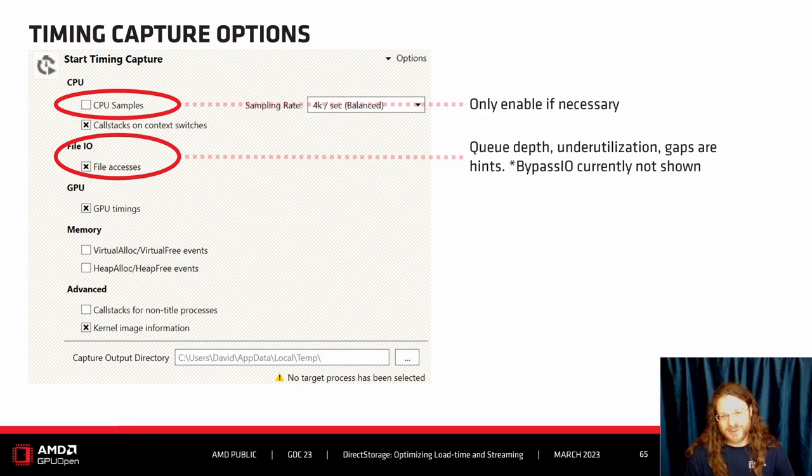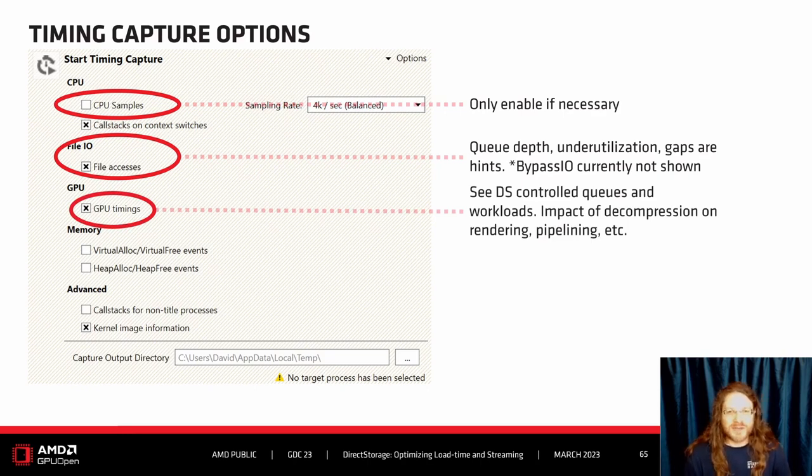And this could actually be one way at the current time to see if bypass I/O is working, because the file I/O doesn't necessarily show up in the PIX timing capture when you have it enabled and bypass I/O is enabled as well. However, when bypass I/O isn't enabled, or you're on something like Windows 10, then the file I/O accesses do show up in the PIX timing capture.